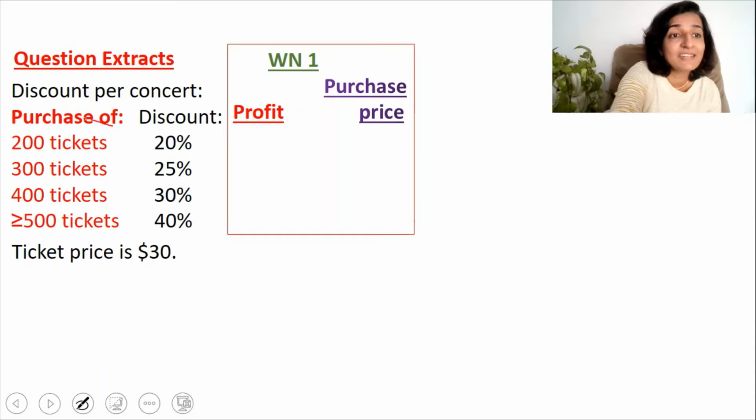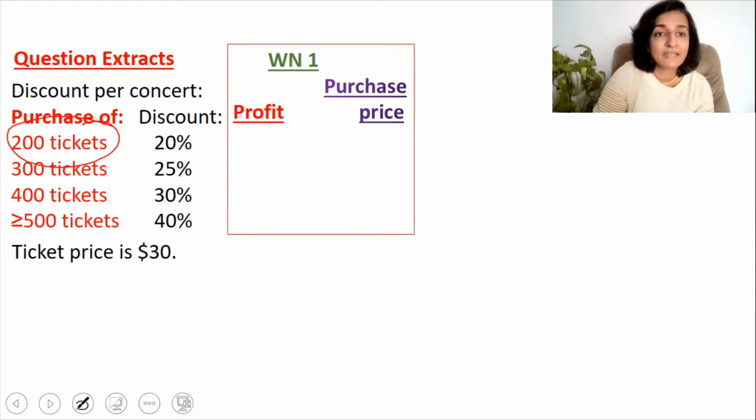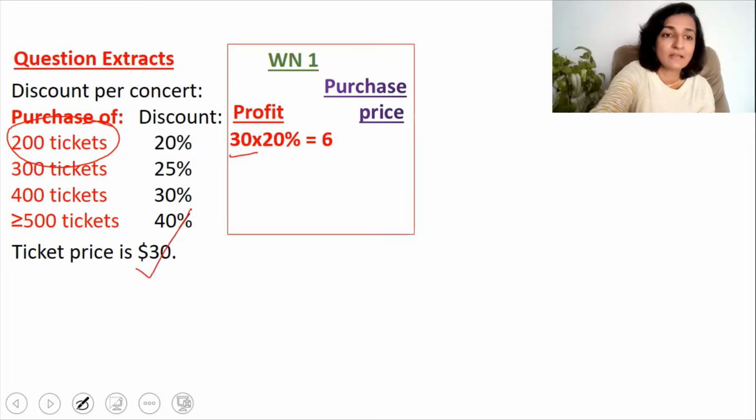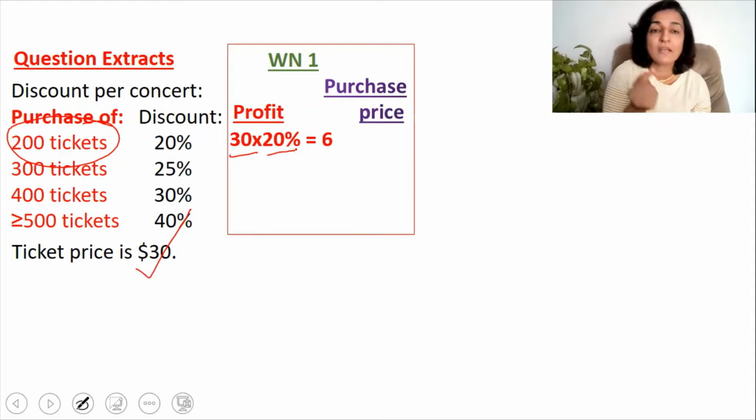What is the profit that he gets if he buys 200 tickets? It is 30 into 20%. What is 30? 30 is the ticket price. That's the selling price. And he gets a discount of 20%. So $6 per ticket, he gets the discount, or that is his profit.